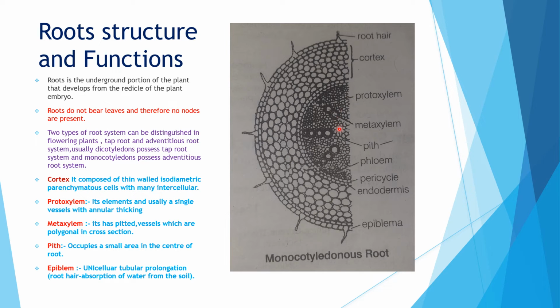Phloem and xylem help in the transport of water from one position to another, while the pith is the center area of the root. The epiblema is unicellular and tubular and helps in absorption of water from the soil. So as we discussed, the functions of the root are absorption of water from the soil, protection from germs and bacteria, and helping the plant grow.